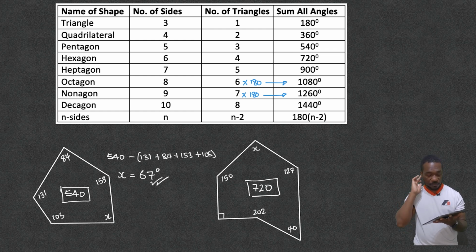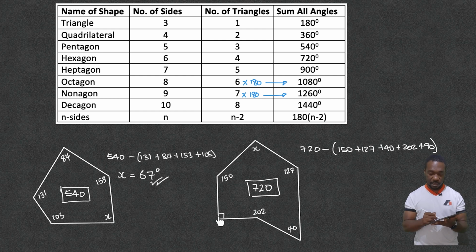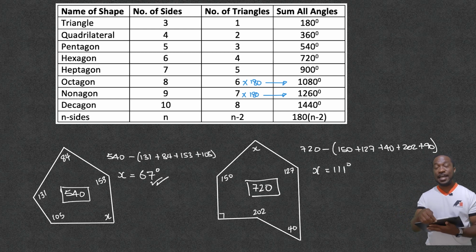Same as we've done before. Add everything up and take it away from 720. So 720, take away all the known angles, and the 90-degree angle came from over there. x is 111 degrees.